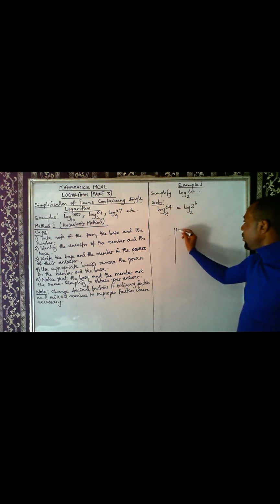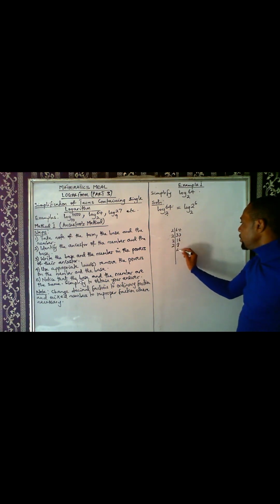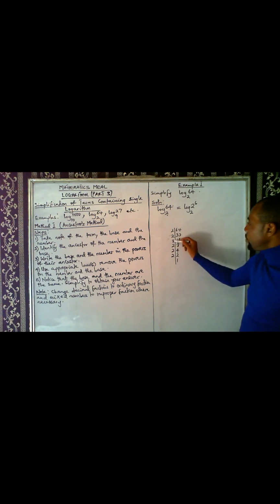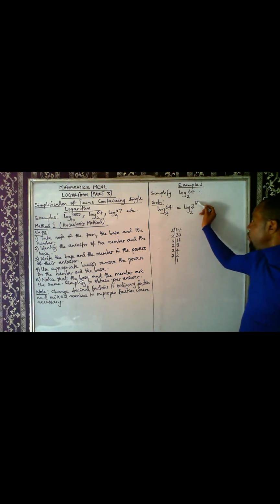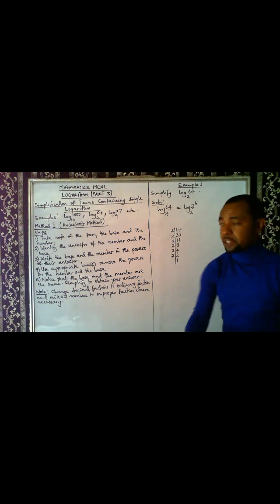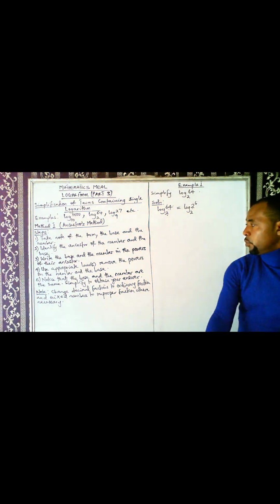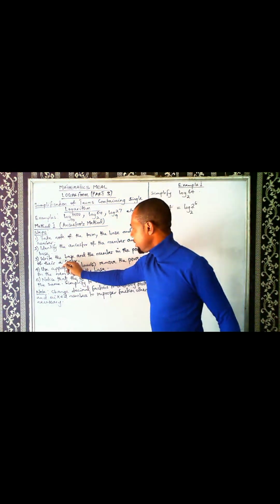If you have done properties of numbers, you remember this: 2 divides 64 to give 32, then 16, 2 divides this 8, 2 divides this 4, 2 divides this 2, and 2 divides this 1. So 1, 2, 3, 4, 5, 6. So that's this. So 64, if you write it in terms of its ancestor, is 2 raised to power what? 6. Okay. So we are done with step number 3.